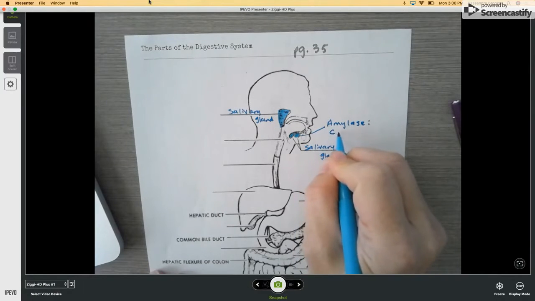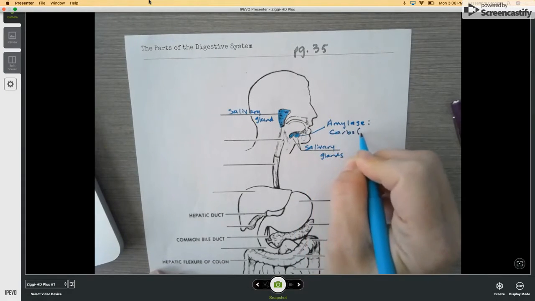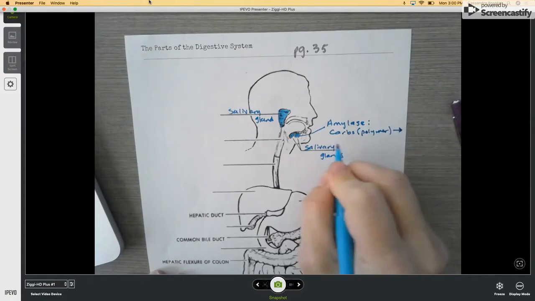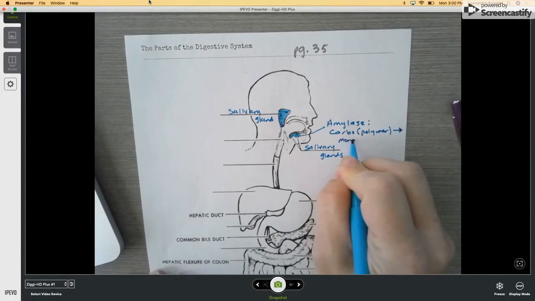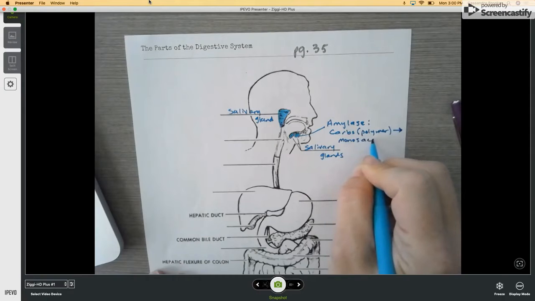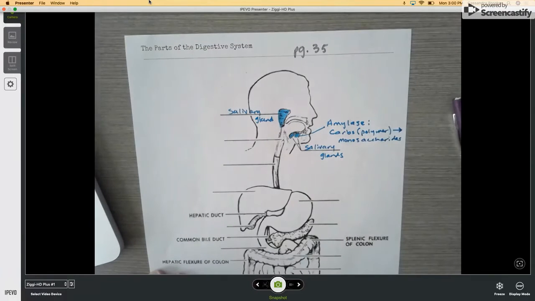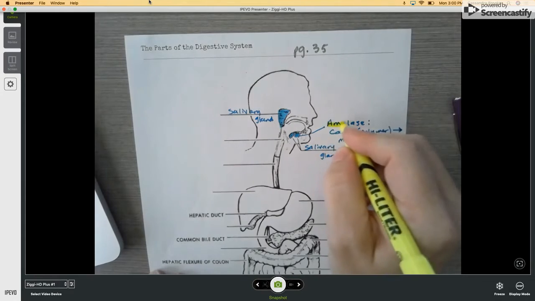What this does is it takes the carbs that you eat, which is a polymer, and breaks it down into the monomers for carbs, which are monosaccharides. That is the role of amylase. So it's where carbohydrate digestion begins.